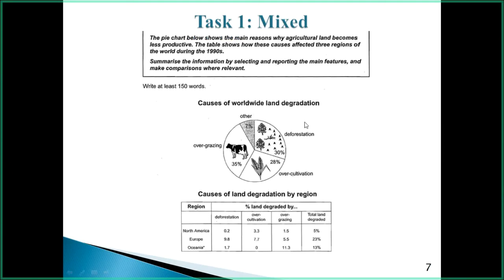So in this mixed task, we have one pie chart and one table. So the body is very clear. We will write body paragraph 1 for the pie chart and body paragraph 2 explaining the table. And for the summary, which involves two sentences, we will write one sentence for the pie chart and one sentence for the table. So let's start with the introduction.